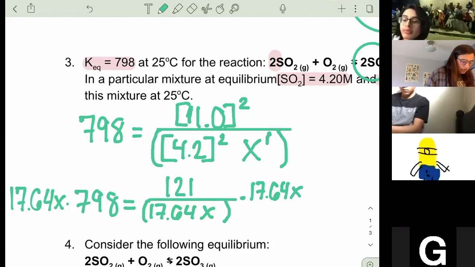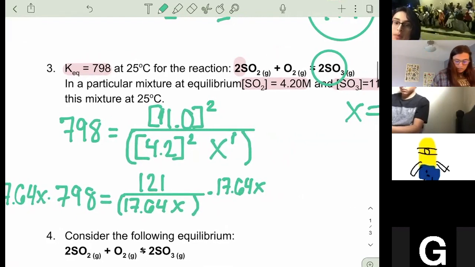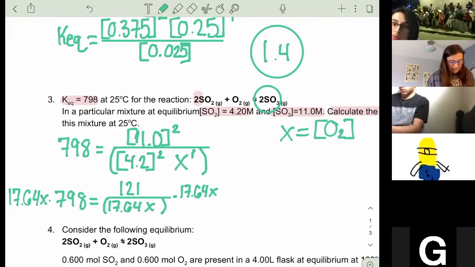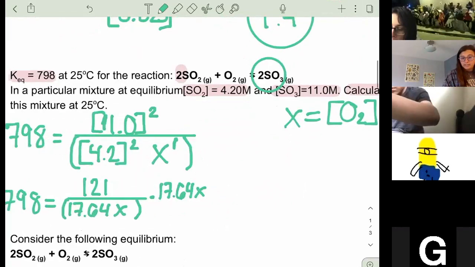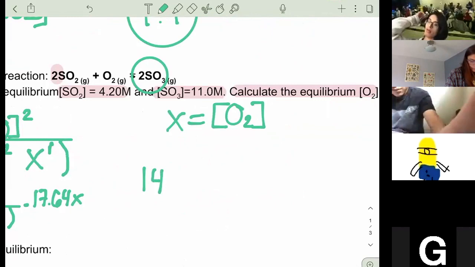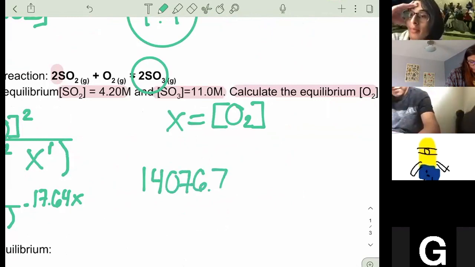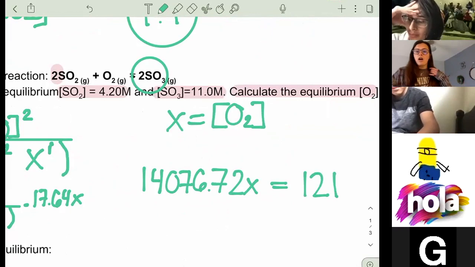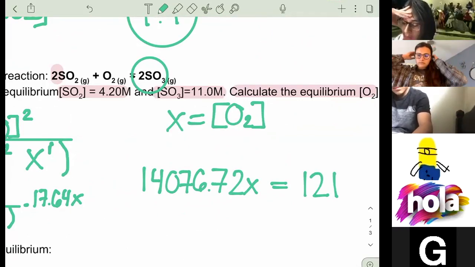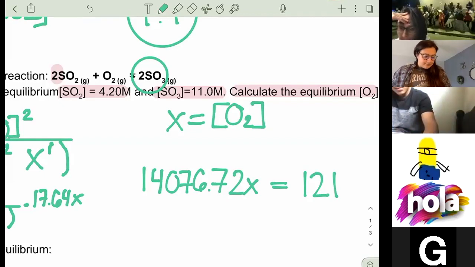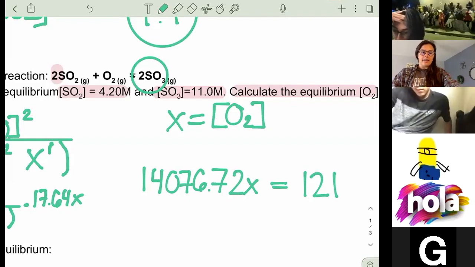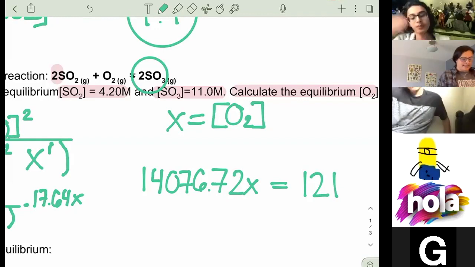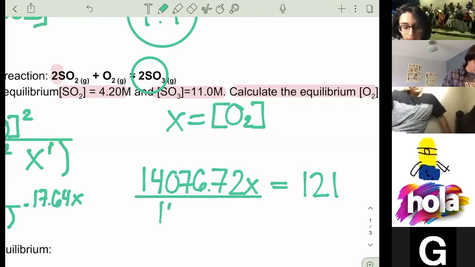No, no questions. Okay. So I go ahead and I take this. So we have 17.64 times 798, which gets a really big number. Then my final move has to be to get x by itself. So you're going to take both sides and divide it by 14,076.